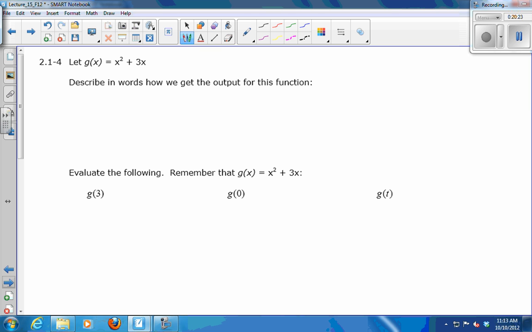So I have g of x equals x squared plus 3x. So think of g of x as an entire thing. It's just like a y. g of x is the output. So describe in words, what does this function do? When you drop something into this function machine g, what does it do to it? Squares it and adds 3 times it. So any input we put in, it's going to get squared. Whatever we put in is going to be squared. And then we're going to add 3 times it.